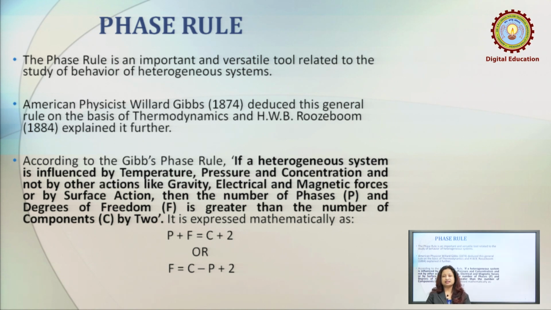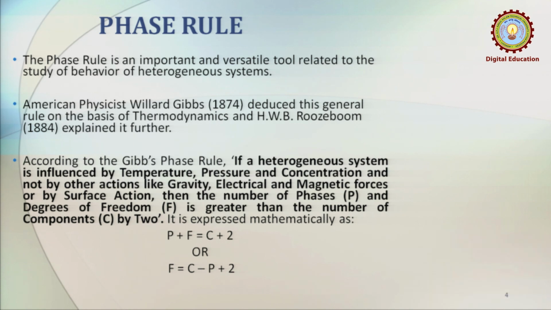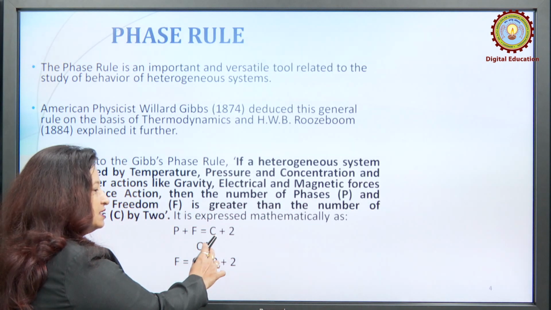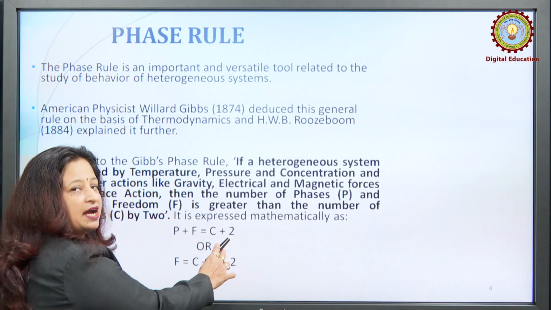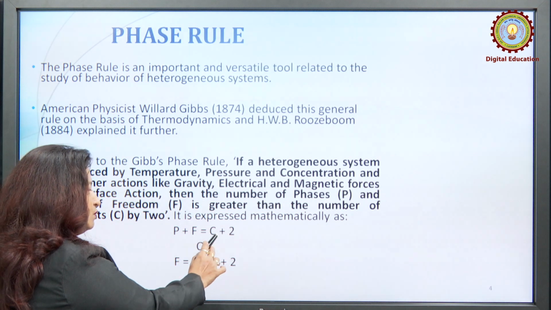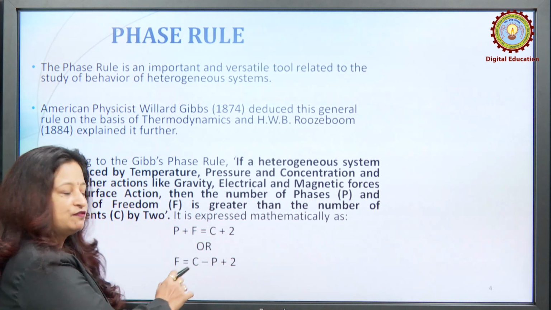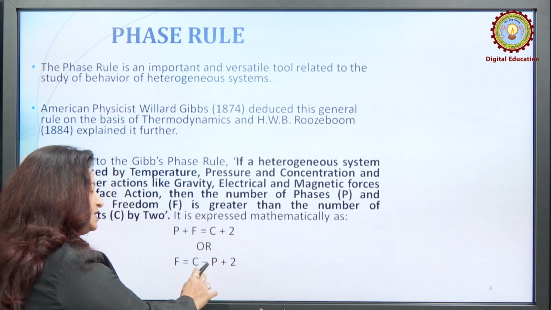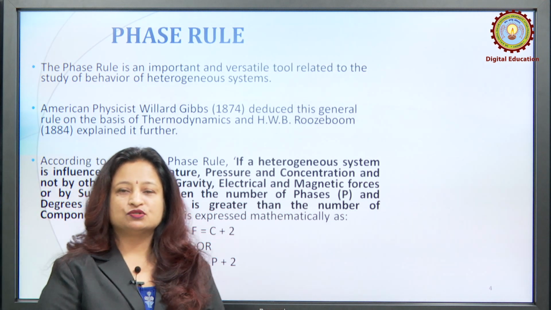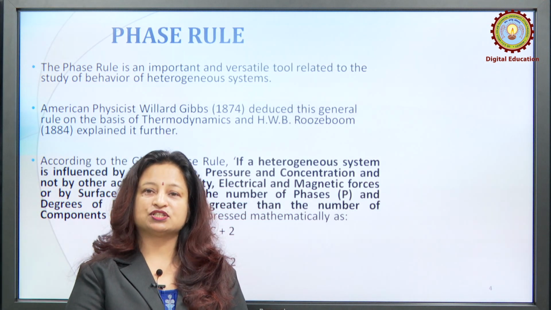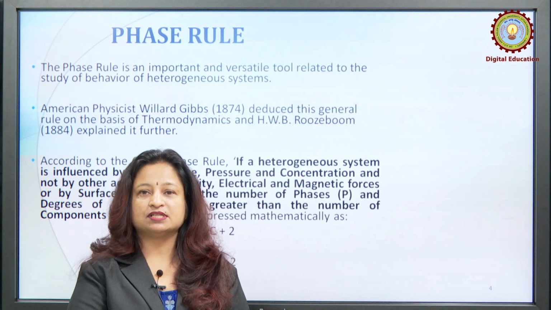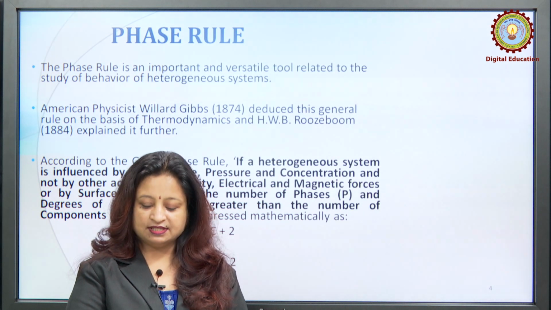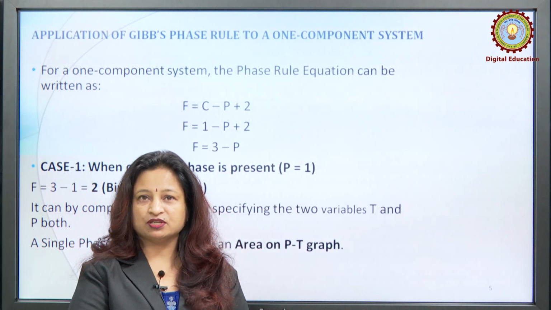So, here you can see it is expressed mathematically as P plus F, number of phases and degrees of freedom, its summation is greater than the number of components by 2. So, P plus F is equal to C plus 2. In that way, F is equal to C minus P plus 2. So, this is the phase rule equation, P plus F is equal to C plus 2, right. So, this is the definition and this is the phase rule equation.